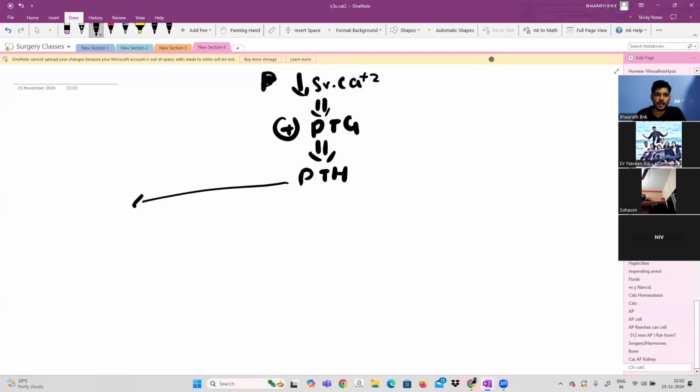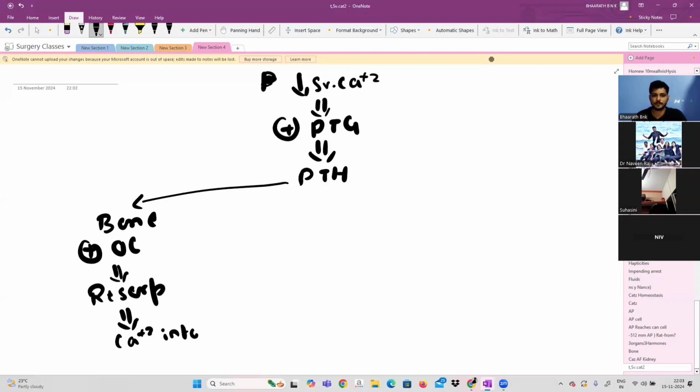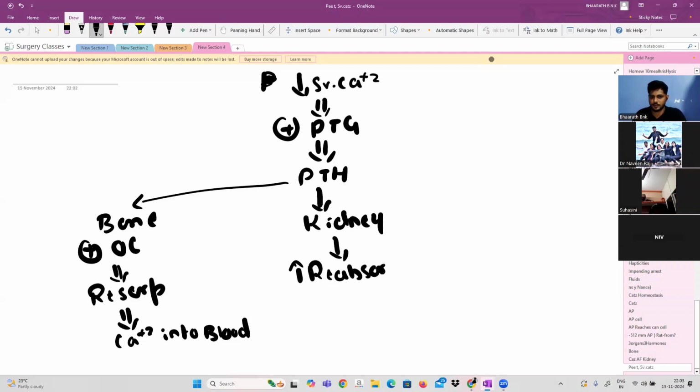Now this parathormone acts onto the bone. In the bone, all it wants to do is increase the serum calcium level. Because calcium is reduced, it wants to increase the serum calcium level. So all it does is stimulate the osteoclast of the bone, which will cause the resorption of the bone. And as a result, all the calcium from the bone will be thrown into the blood. Also, this parathormone will act onto the kidney. It does not want the kidney to lose calcium, so it increases the reabsorption of calcium from those three structures. As a result, there is increased calcium in the blood.